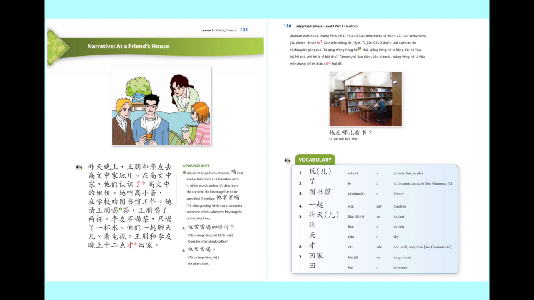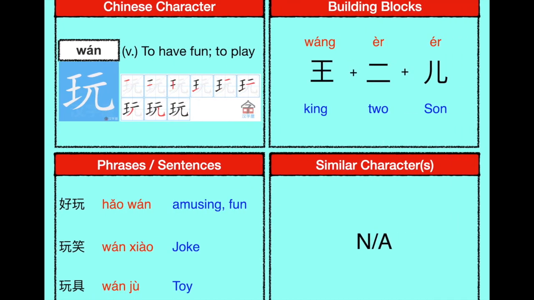In this video, we are going to talk about new words from number 1 to number 3. It's on page 136. Now let's get started. The first word is 玩.